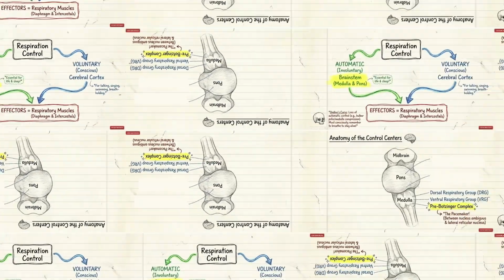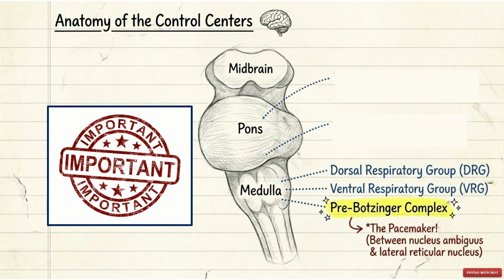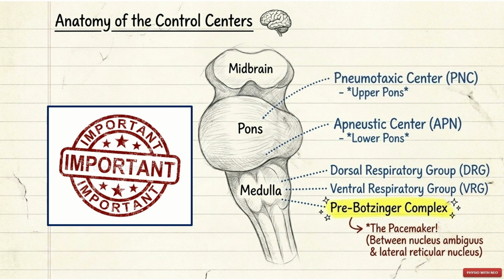After the introduction, the next very important part of the answer is this diagram of respiratory centers. The regulatory centers are present in the medulla and pons. The ones present in the medulla are the dorsal respiratory group and the ventral respiratory group. The pacemaker present in the medulla is called the pre-Botzinger complex, which is present between the nucleus ambiguus and the lateral reticular nucleus. The other two areas, present in the pons, are the Apneustic Center in the lower pons and the Pneumotaxic Center in the upper pons.